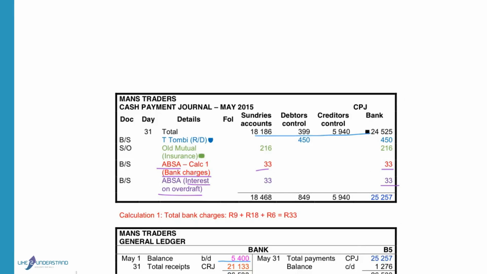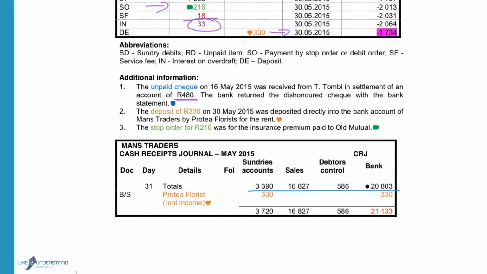The first entry, therefore, will be recorded in the cash payments journal, and we will show that the debtors now owe you 450 again, and you've got 450 Rand less in the bank. The deposit of 330 on 30 May was deposited in the bank account of Monstraders by Protea Florist, so this was a direct deposit. Therefore, we have to go to the cash receipts journal and indicate that rent income will be credited and that the money in the bank increased with 330 Rand.